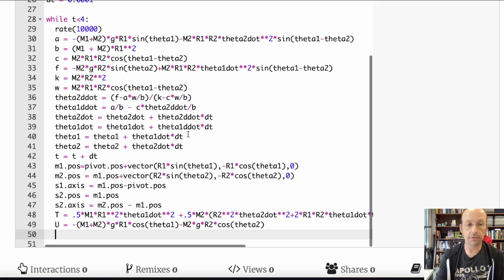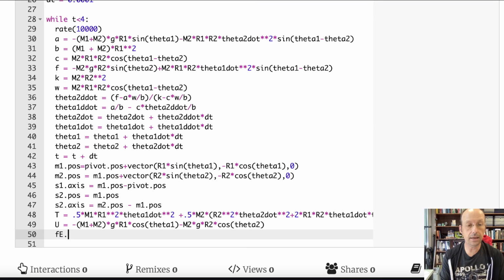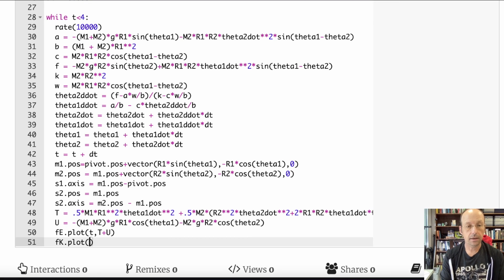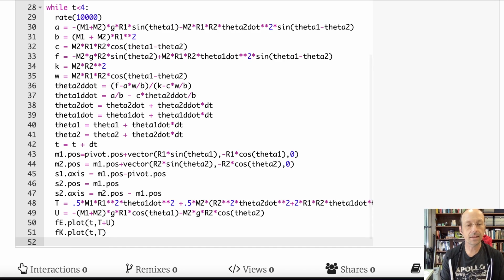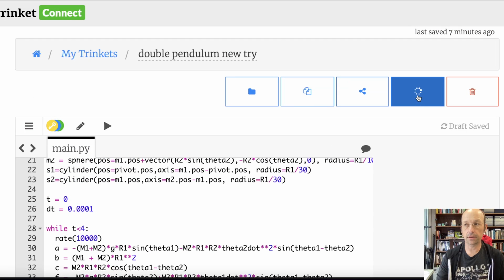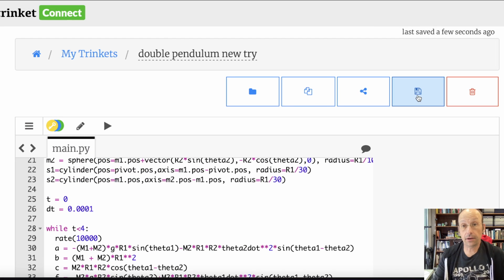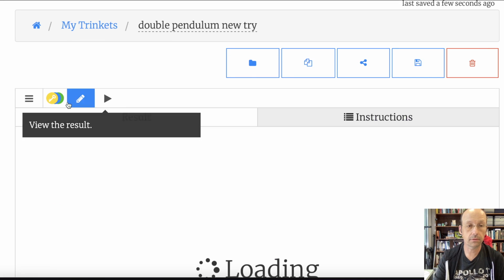I can plot those. So let's say Fe dot plot is going to be T and the total energy, which is T plus U. Fk dot plot is T and T. I guess it's okay. And then Fu dot plot is going to be T and U. So what do you think? Think it's going to work? Save it. I'm a little scared, to tell you the truth. It looks fine, but I've had it look fine where the energy was not conserved, and I've had it where the energy was conserved.